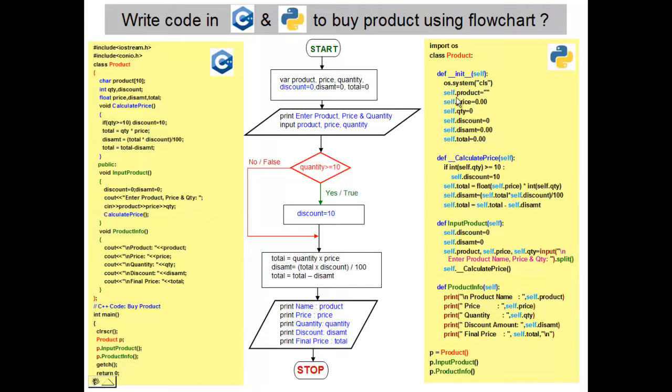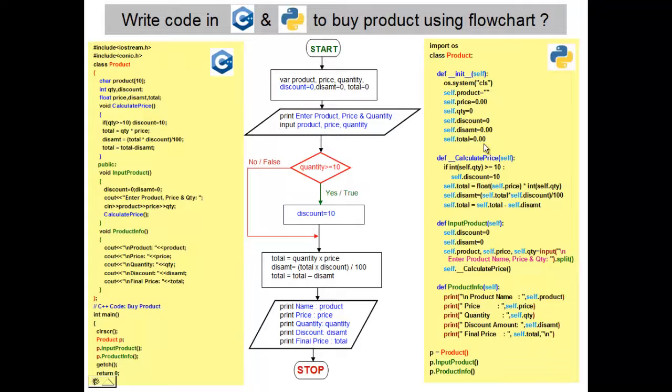Now next, create the product variables: self.product empty, then self.price default 0.00, self.quantity also 0, self.discount also 0, self.discount amount also 0.00, and self.total equal to 0.0. So this is called the constructor. When we create the object, all the values are initialized automatically here. Now in C++ I did not create a constructor, I used the variables and initialization in the input function.